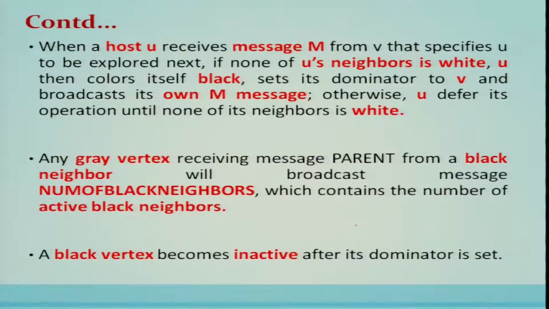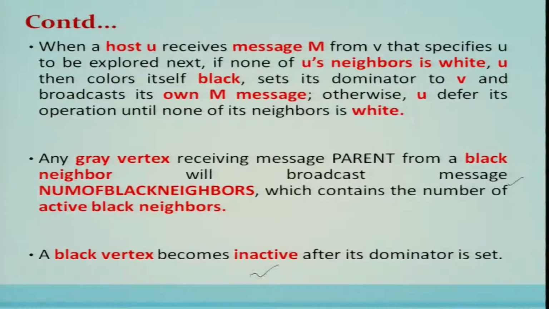So when a host U receives a message M from V that specifies U to be explored next, if none of U's neighbors is white, U then colors itself black, sets its dominator to V and broadcasts its own message M. Otherwise U defers its operation until none of its neighbors is white. Any gray vertex receiving the message parent from the black will broadcast the message number of black neighbors, which contains the number of active black nodes.